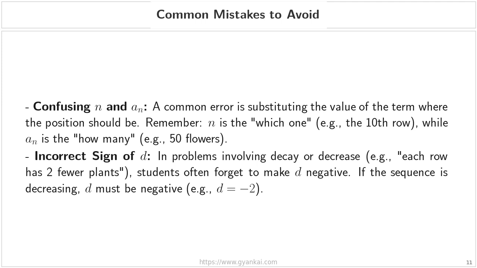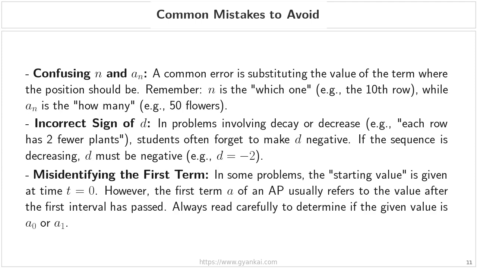Second, be very careful with the sign of our common difference. In our previous examples, like the flower bed, the number of flowers was increasing, so d was positive. However, if you encounter a problem involving decay or a decrease, for instance, if a problem states that each row has 2 fewer plants, you must remember to make d negative. In that case, d would be negative 2. If you forget that negative sign, your entire calculation will move in the wrong direction.